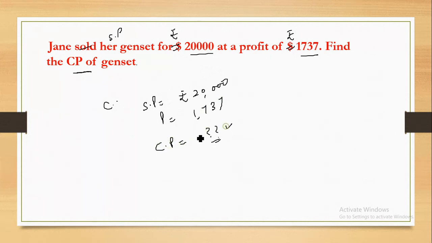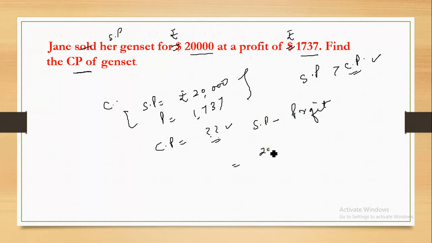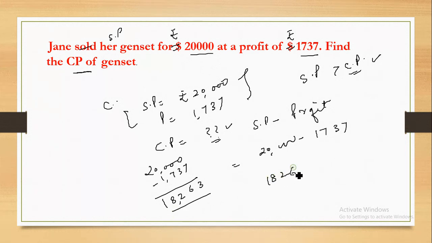How will you find the CP when these two terms are given? In case of profit, SP is always more. In that case SP is given, so CP will be less. In which case will it be less? When you subtract these two items: SP minus profit, right? So 20,000 minus 1,737, get that subtraction. 10 minus 7, 3, 9 minus 3, 6, 9 minus 7, 2, 9 minus 1, 8, and that would come 1. So 18,263 will be the CP of that genset.